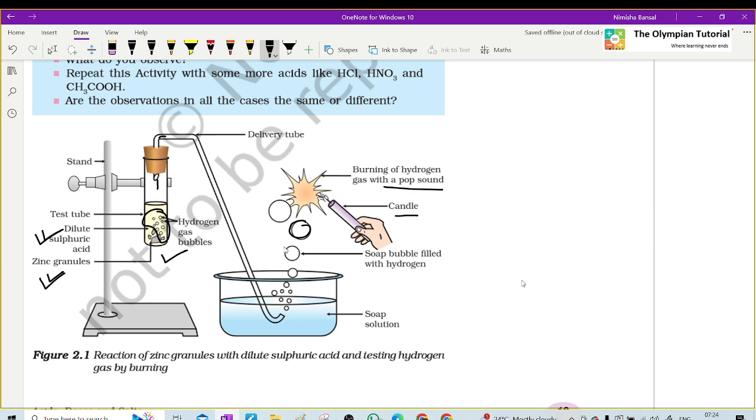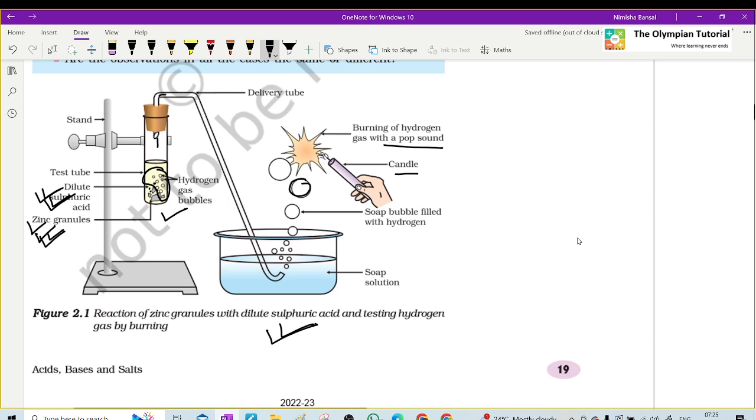This is the property of hydrogen that it burns itself with a pop sound. So by this activity what we observed is that when metal reacts with acid, they will give hydrogen gas. And here one more thing they told is that we will observe some other substance, that is salt, zinc sulfate. So this is the reaction of zinc granules with dilute sulfuric acid and testing hydrogen gas by burning.